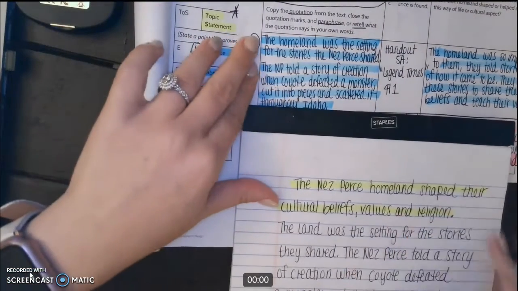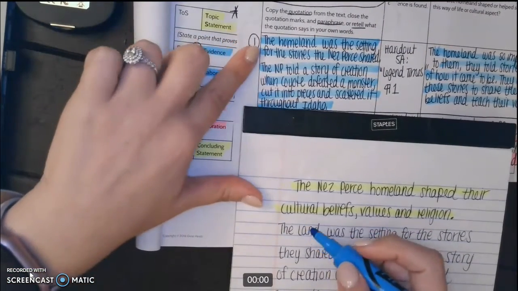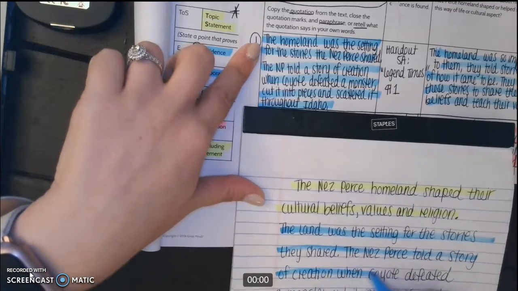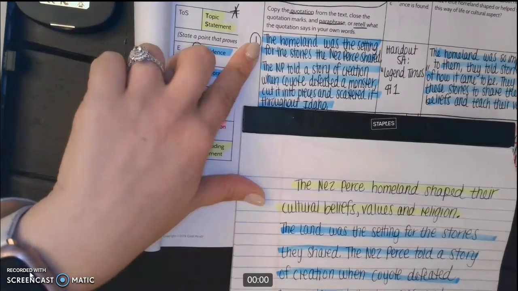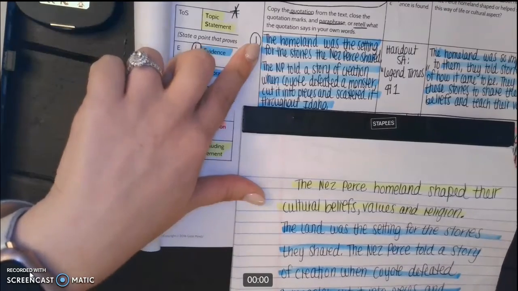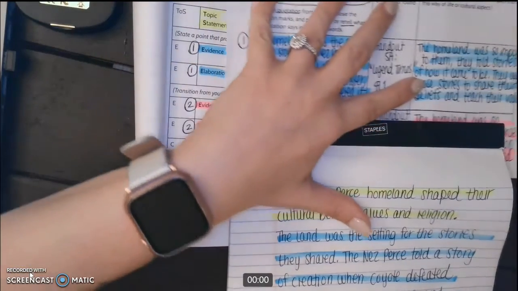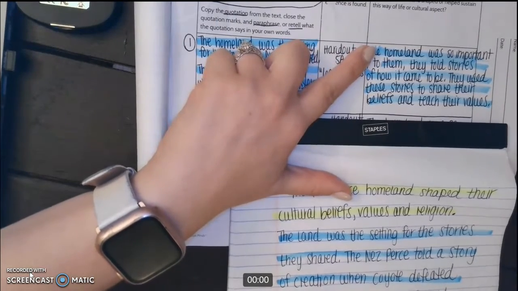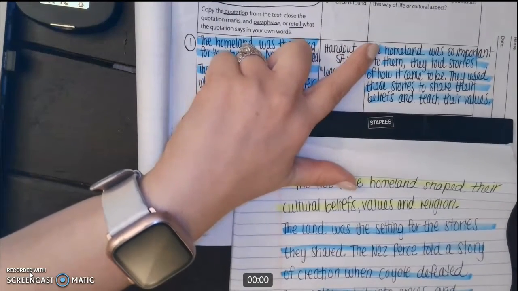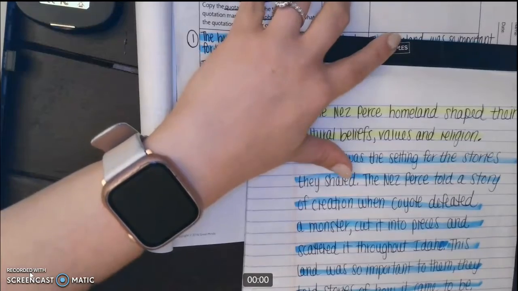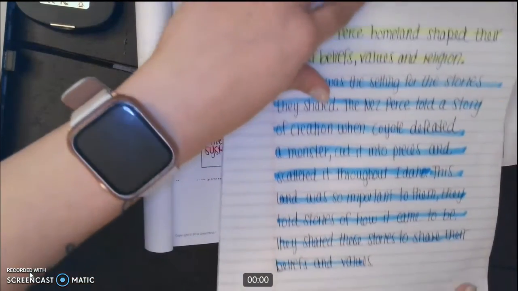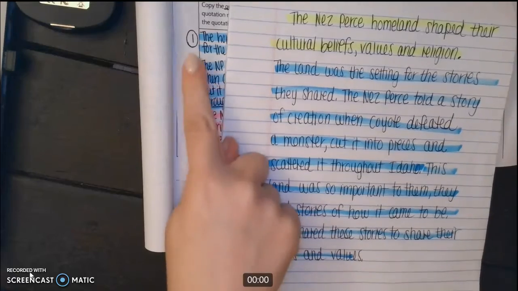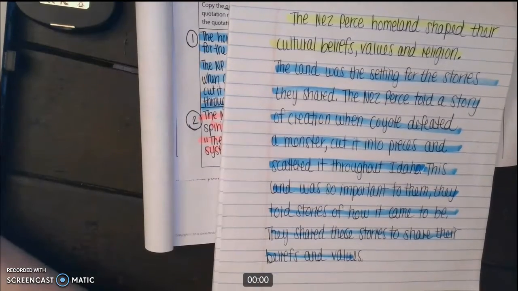So I wrote, the land was the setting for the stories the Nez Perce shared. The Nez Perce told a story of creation when Coyote defeated a monster, cut it into pieces, and scattered it throughout Idaho. The homeland was so important to them, they told stories of how it came to be. They shared these stories to share their beliefs and values. Take a second to write your evidence and elaboration from your first point.